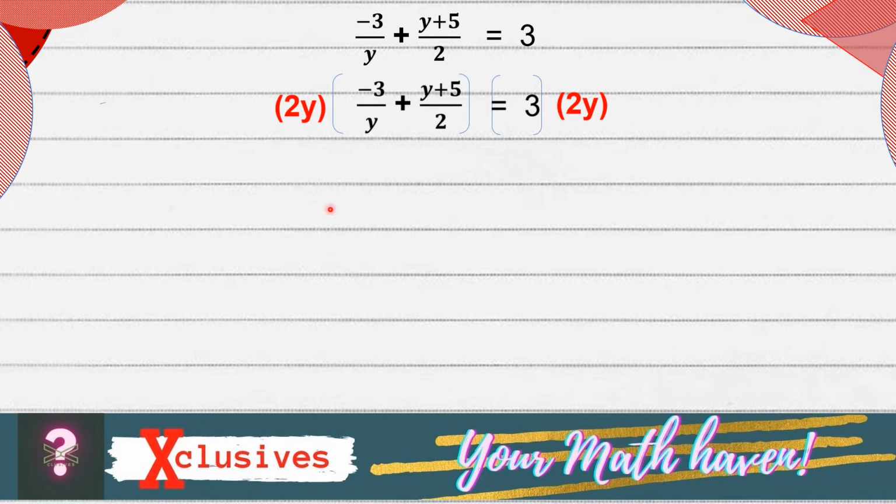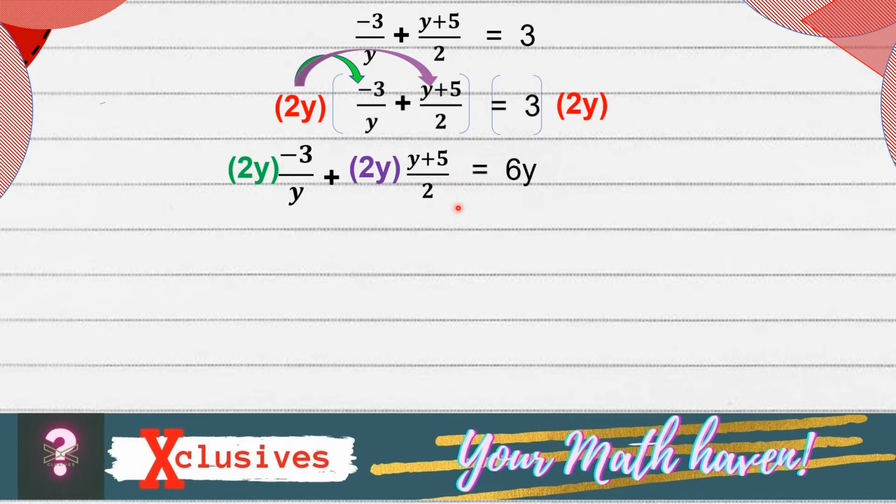So we can multiply now our LCM to the left side. So 2y times negative 3 over y. Next is 2y times (y plus 5) over 2. On the right side, 3 times 2y is equal to 6y.